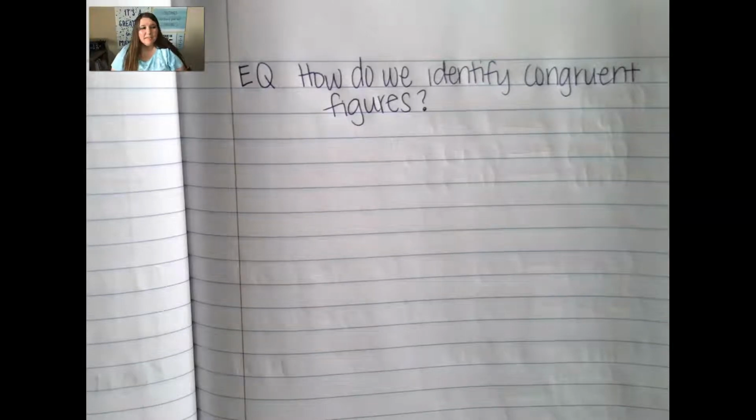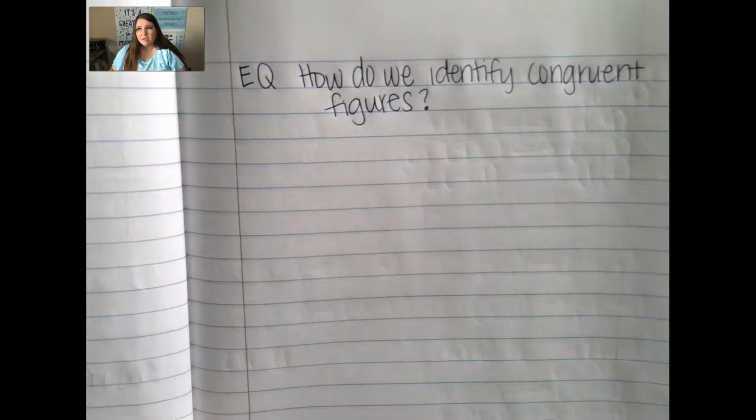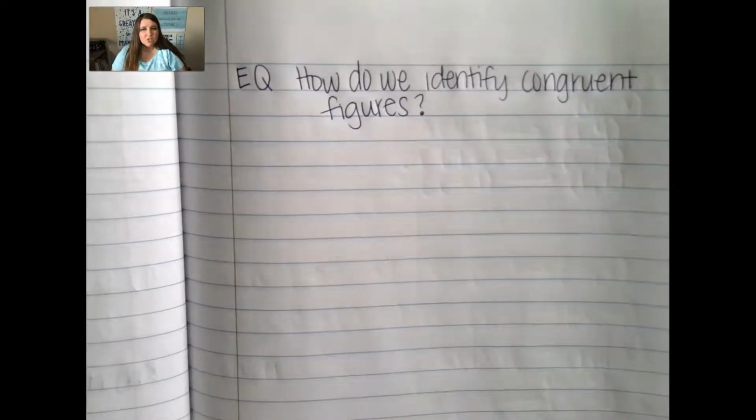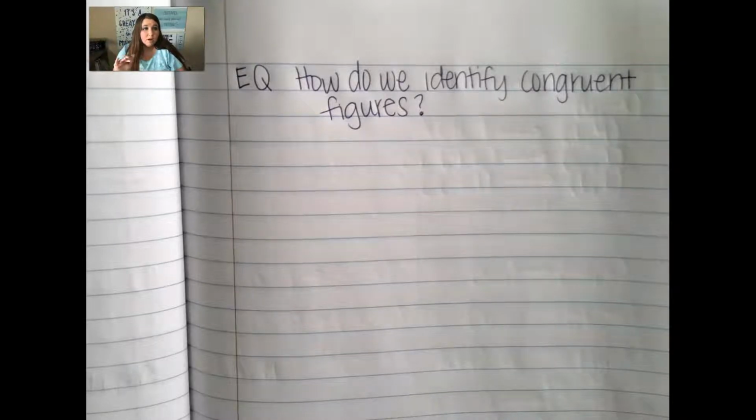Today in our lesson, we will be answering the essential question of how do we identify congruent figures? In the last couple of lessons, we have been looking at different transformations. We looked at translations, which were a slide. We looked at a reflection, which was a flip over a Y or an X axis. And after that, we looked at rotations, which was spinning either clockwise or counterclockwise.